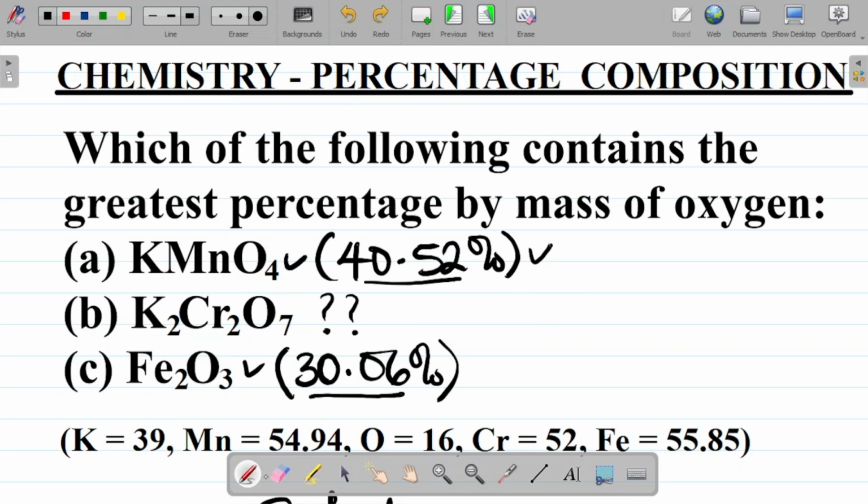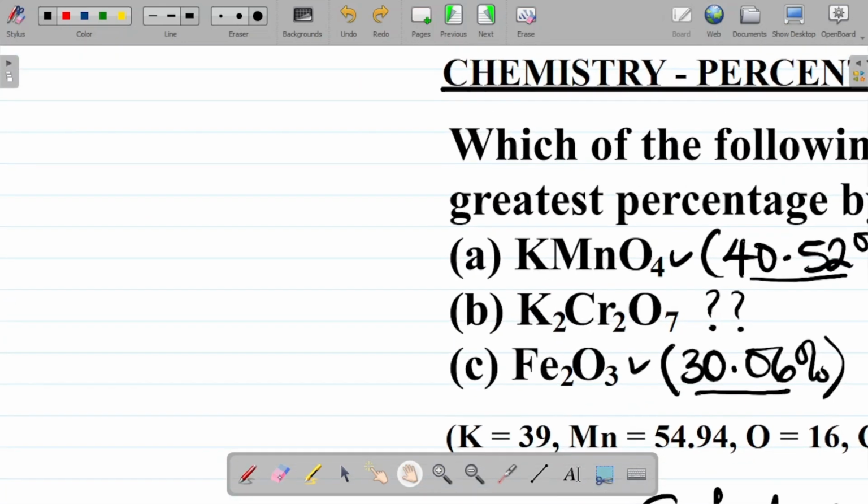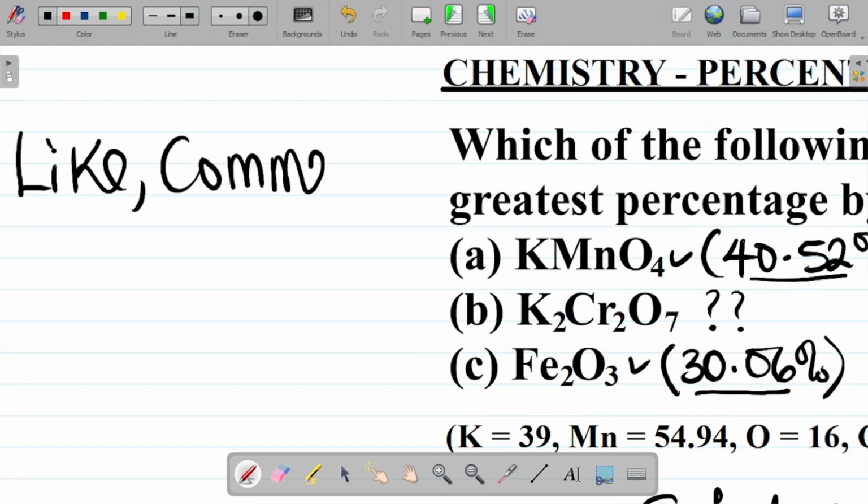So your task is simple. Solve this question, get your answer, compare to these other two, and tell us which of them is the correct answer in the comment section. Leave a comment. For the comment, you're expected to complete this question. And how do you complete this question? Very simple. Calculate the mass of oxygen in the B part, then compare to the other two values and tell us which of them is the greatest. I'll give you a reply and tell you if your answer is correct or not.